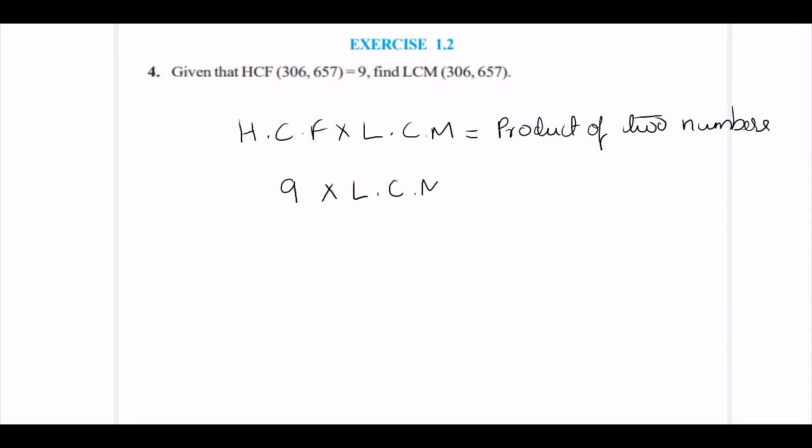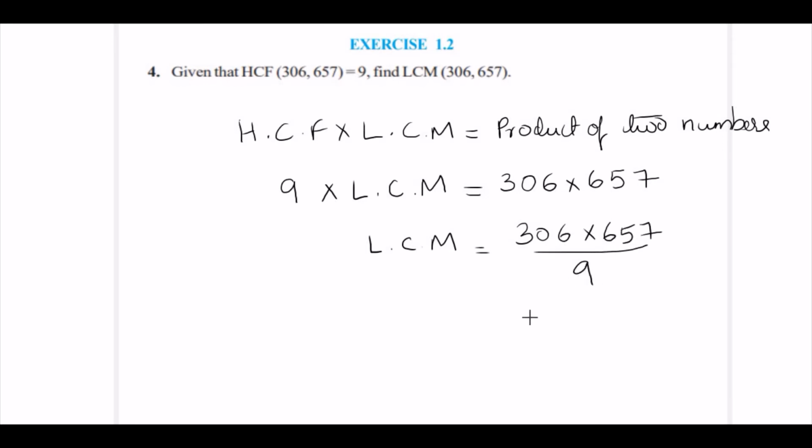You have to find out the LCM. So keep it like that. LCM is equal to the product of the two numbers. The two numbers are given, that is 306 and 657. This will work only for two numbers. When you get three numbers, you cannot do this step. You have to find out the HCF and LCM separately and then get the answer. So here LCM is equal to 306 into 657 by 9.